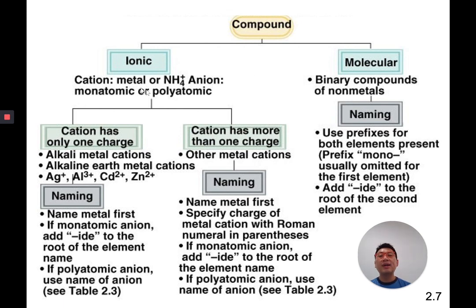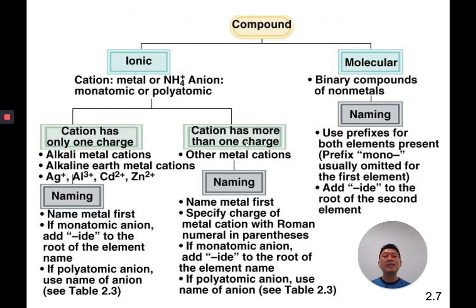Okay, what if there's a metal in it? It depends. Is there one charge or more than one charge? The ones that have more than one charge are the transition metals. There's a few exceptions, but transition metals have more than one charge, and non-transition metals have only one charge. If there's only one charge, you just name the cation, you name the anion. How do I do that? Look on the table on page 45 that I showed you, the list of ions. Name the first part, name the second part. That's how we name ionic compounds if there's only one charge.